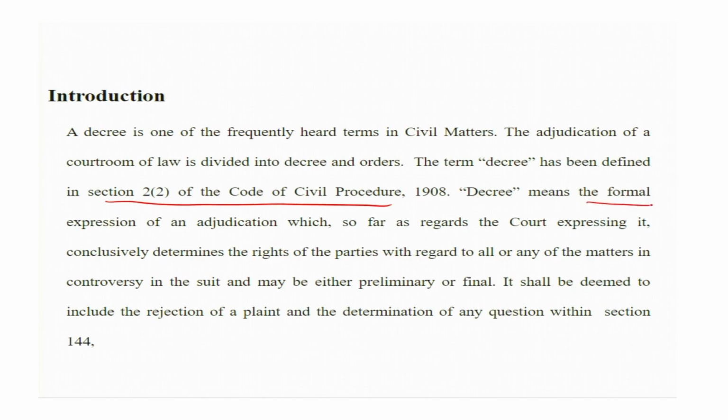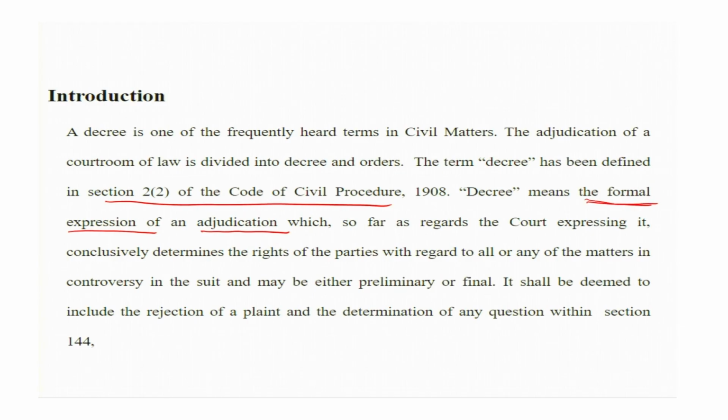Decree means the formal expression. You can mark these things, because if you mark them, then you can easily relate them with the bare act also. Decree means the formal expression. The first one is formal expression. Although an order is also a formal expression, I will let you know what the difference is between a decree and an order. Then the second one is adjudication; this is the second feature. The first feature is formal expression.